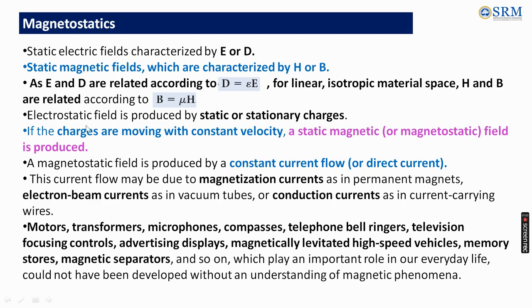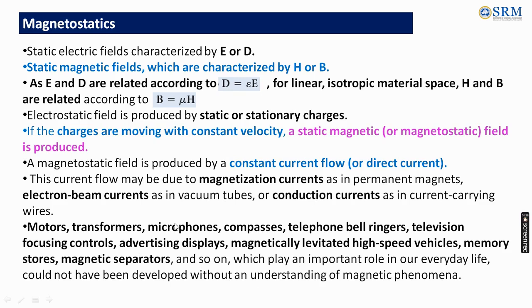We already know that electrostatic fields are created by static charges or the stationary charges. If the charges are moving with a constant velocity, a static magnetic field or a magnetostatic field is produced. A magnetostatic field is produced whenever there is a constant current flow, that is a direct current. This current flow may be due to various currents like magnetization current in permanent magnets, electron beam currents in vacuum tube, or a conduction current in a current carrying wire.